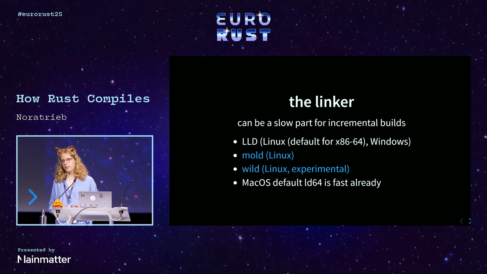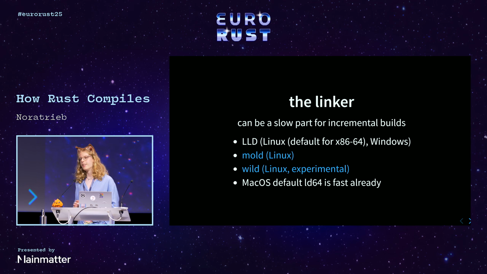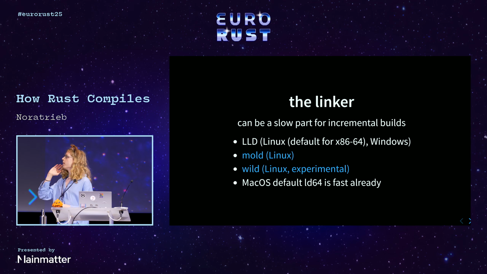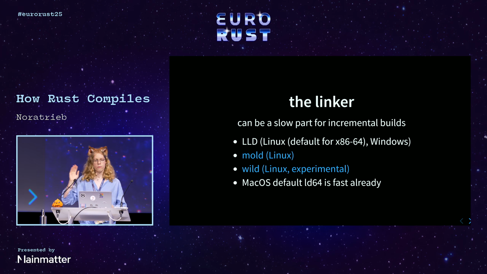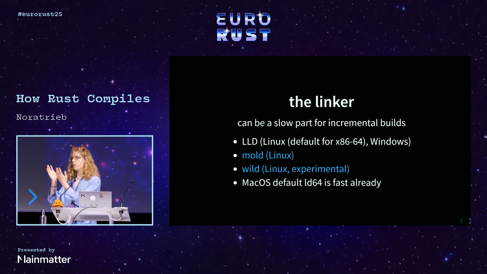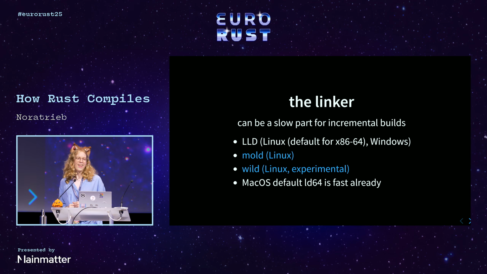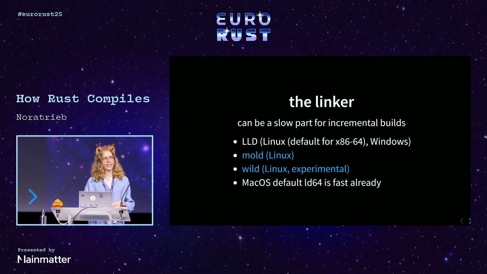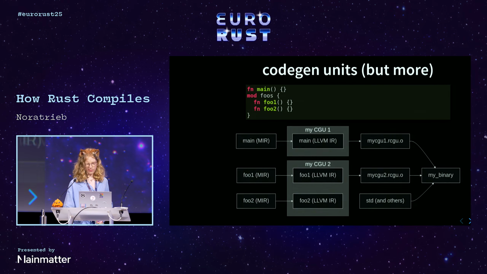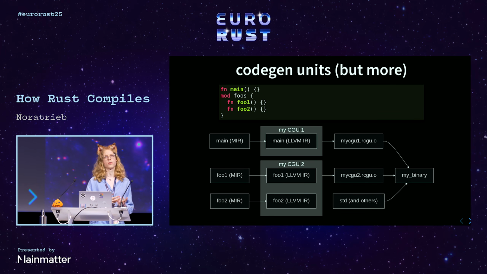There are faster linkers, which basically solve the problem of slow linking. On Windows and Linux, you can use LLD, which is actually the default now on Linux x86-64 in the latest Rust versions. You can also use mold or even wild on Linux. Wild's being written in Rust, of course. That's why it's the fastest. And on macOS, Apple already did all the work, and the normal linker is fast, at least as of recently. So swapping the linker can help improve compile times on some platforms.